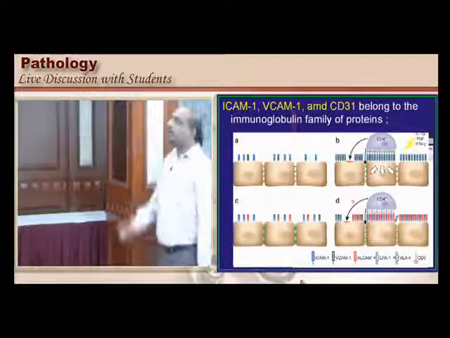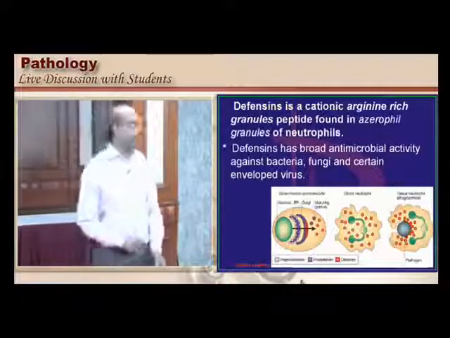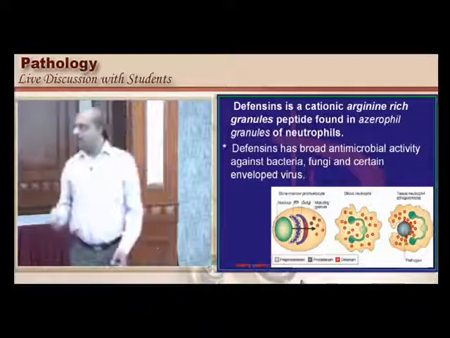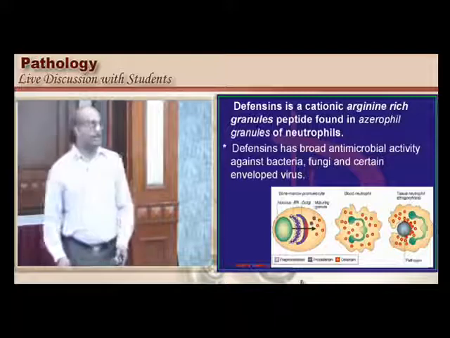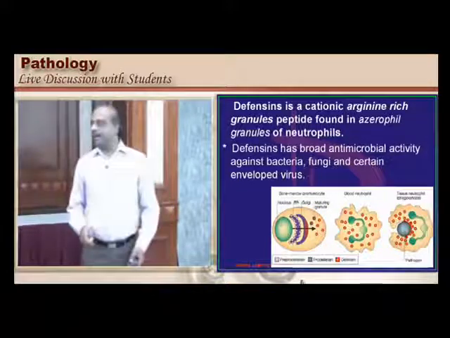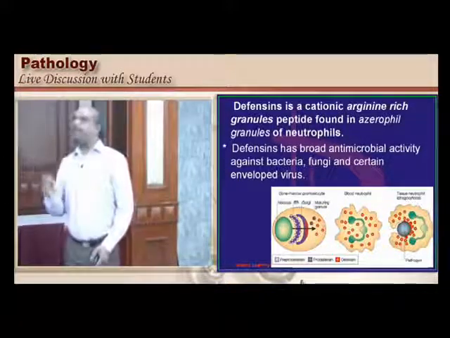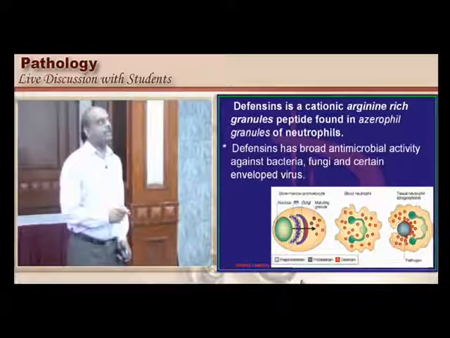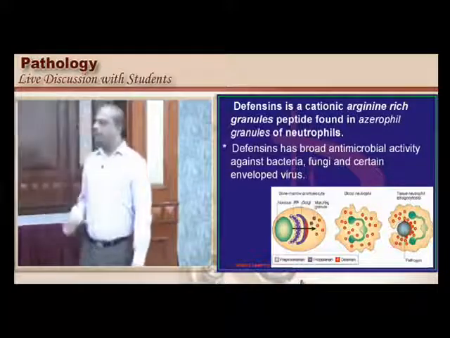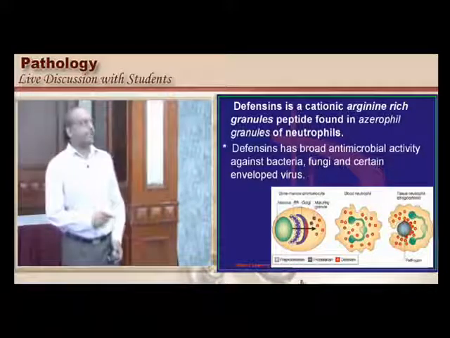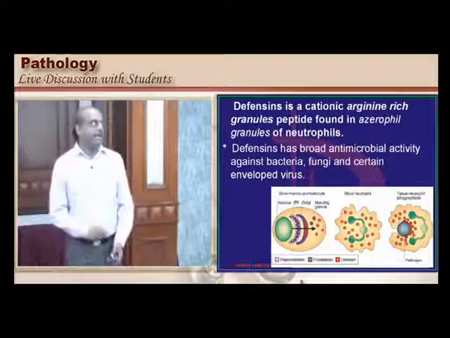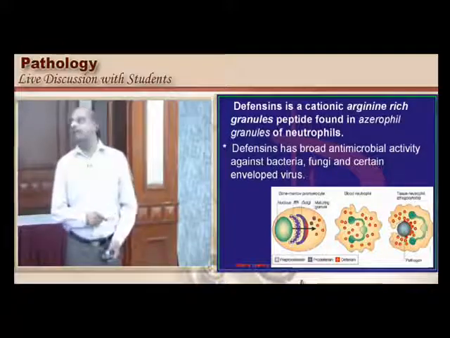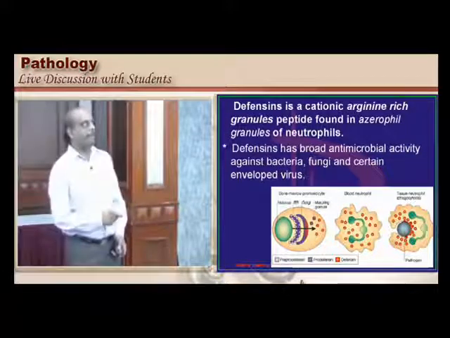Now, what are defensins? One of the options given was defensins, endothelins are also there. Then what is their role also? Let us look into it. Defensins are cationic arginine-rich granule peptides found in the eosinophilic granules of neutrophils. The main role of defensins is that they have a very broad antimicrobial activity against bacteria, fungi and enveloped viruses. So that is the main role. Defensins are found in the eosinophilic granules.